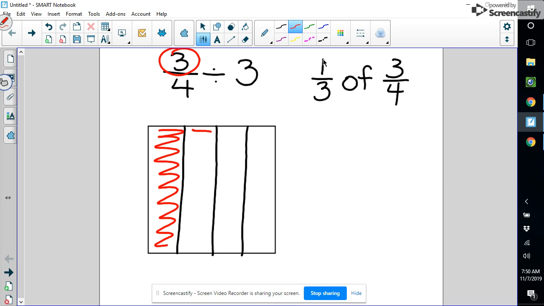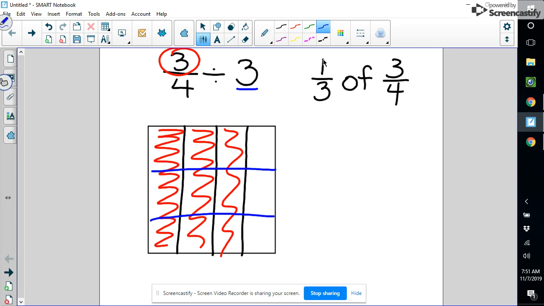So 1/4, 2/4, 3/4. Now I have to look at dividing this into 3 equal pieces or finding a third of each of them. So what I'm going to do is I'm now going to horizontally split my pieces into thirds because I have 3 that I'm dividing it into. So if I divide this into 3 equal sections, I have 3 pieces now horizontally. I want to have one of those 3 pieces because I'm only going to get one of them. So I'm going to take this and I'm going to now color in one of those thirds.